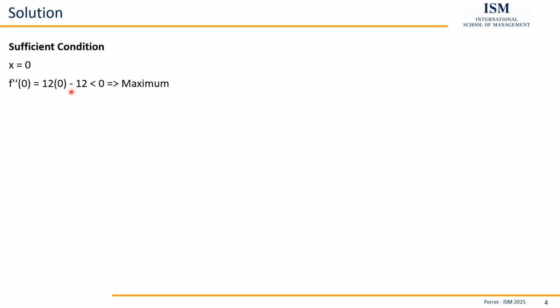Well, end result minus 12. This is negative. And if I get a negative value for the second derivative, this shows me that at this position I have a maximum. Well, so far so good. Continue with the next one with x equal to 2.